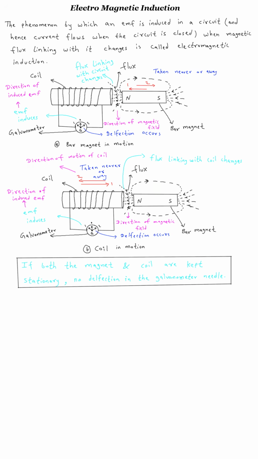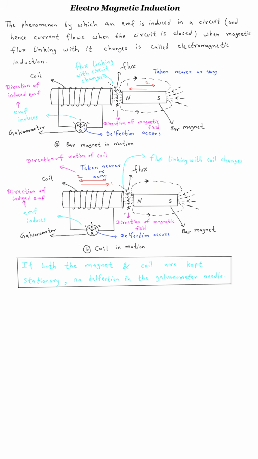However, if both the coil and the magnet are stationary, meaning there is no movement and the magnetic field stays constant, then no magnetic flux change happens. As a result, no EMF is generated, no current flows, and the galvanometer needle shows no deflection. This proves that for electromagnetic induction to happen, a changing magnetic field is essential.